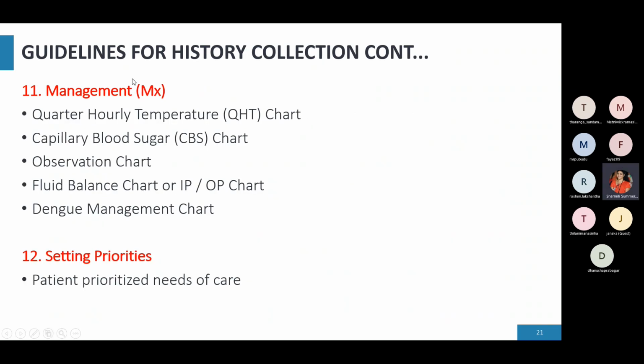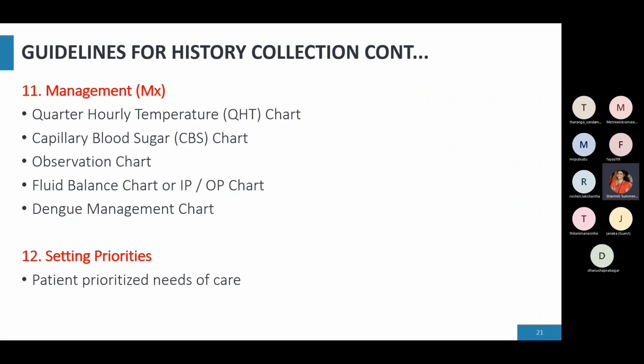And under this management, we are using some special charts. If the patient is a diabetes patient, then we are using a diabetic chart. If the patient complained about high fever, we are having a quarter-hourly temperature chart, an observation chart. Fluid balance. Like dengue, if the patient is having dengue, then for the management, we are attaching this dengue management chart. So these are the things we are observing and writing in the form of professional observation.